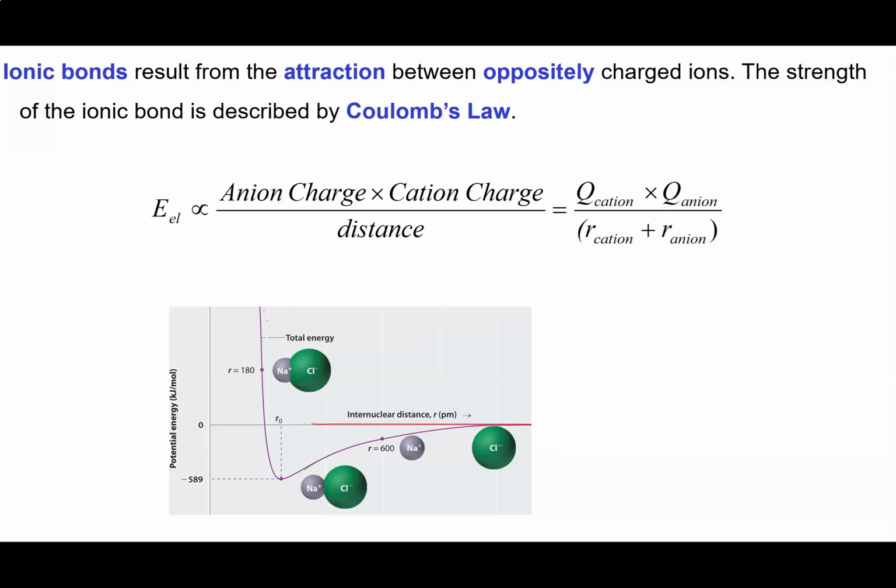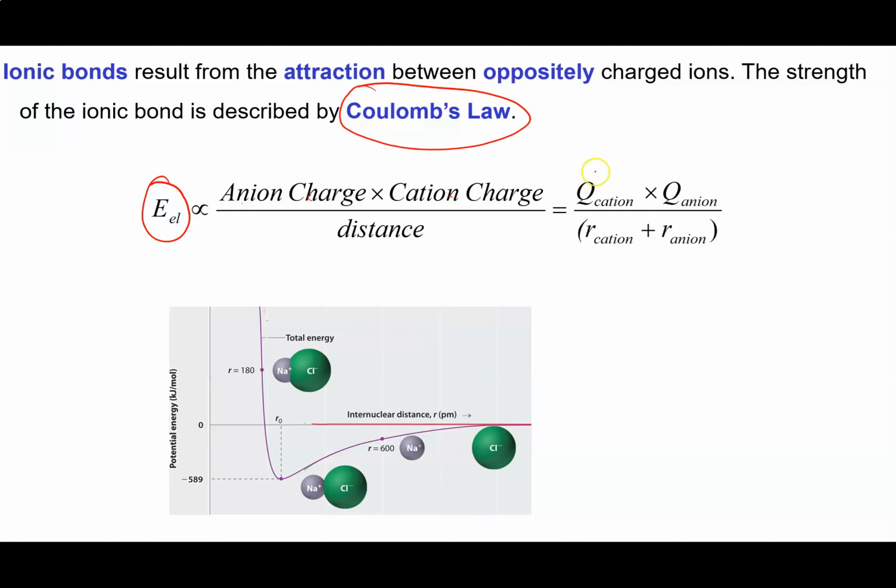So focusing in on ionic bonding, the type of bonding that forms between metals and non-metals, the reason that these bonds form is the attraction between oppositely charged ions. So we will have one cation forming a bond with one anion. And the strength of this ionic bond is described by something that is known as Coulomb's law. And Coulomb's law states that the energy of the attraction between two oppositely charged ions is proportional to the product of the charges of the ions.